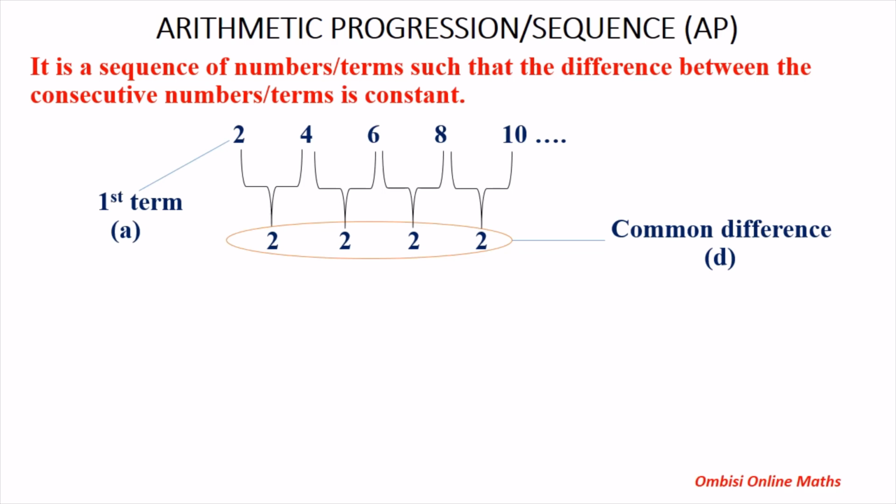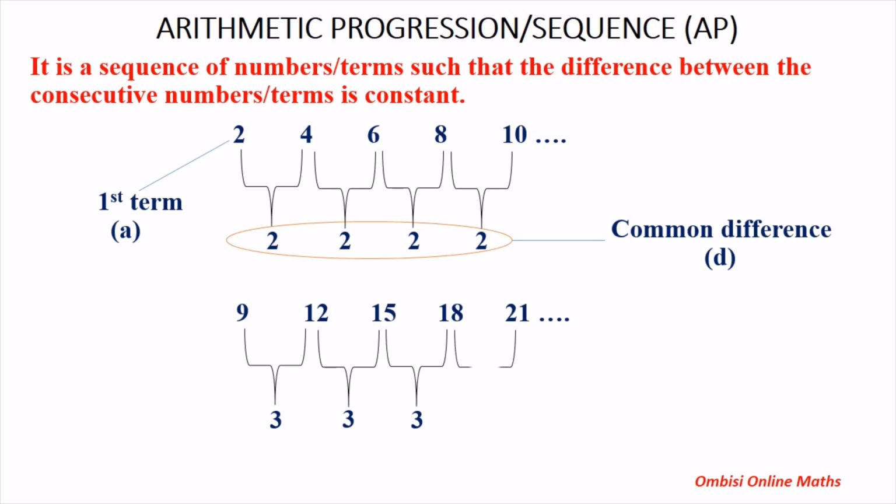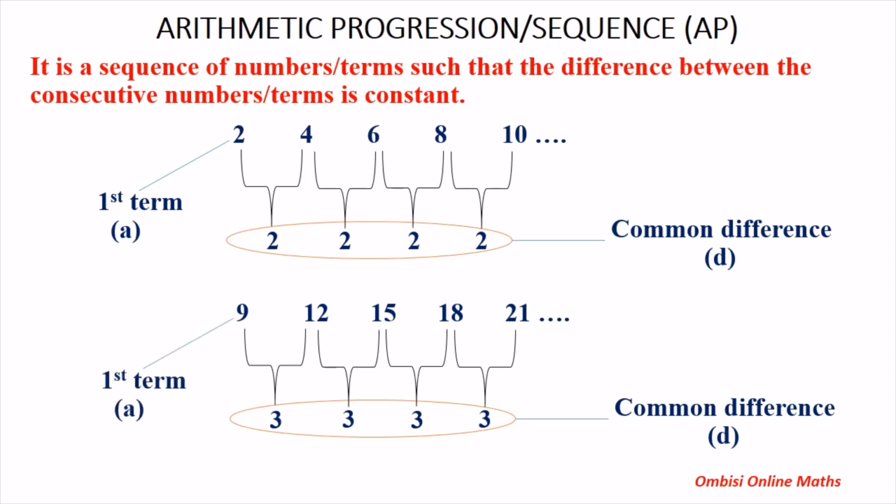Now let us look at the second sequence. We have 9, 12, 15, 18, and 21. So we can establish that from 9 to 12 the difference is 3. From 12 to 15 the difference is also 3. Then from 15 to 18 the difference is also 3. Then 18 to 21 the difference is also 3. So it means that the common difference is 3. So 3 here is the common difference, and 9 is the first term of this sequence.